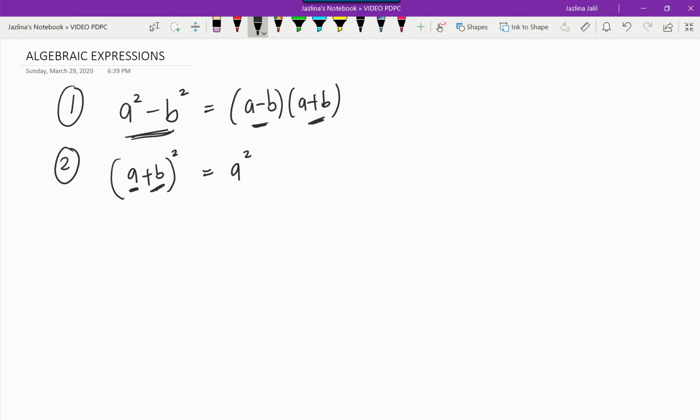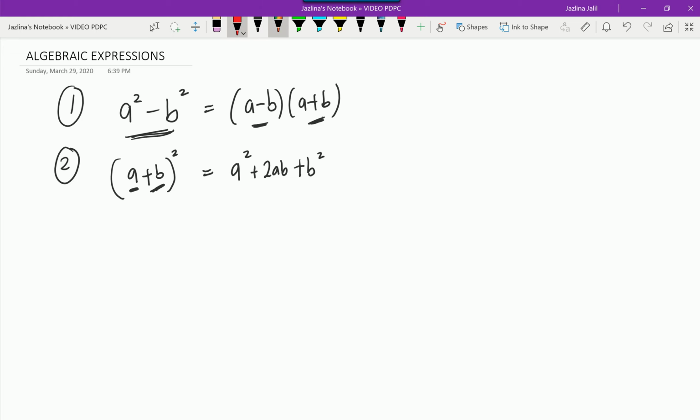Don't forget to look at the operation also. This means positive b times positive b will be positive b square. You have to put it at the back, and then the middle one you have to multiply the unknowns inside with 2. So for this case it will be 2 times a times positive b. I repeat, 2 times positive a times positive b, so it will be positive 2ab. Okay, can you follow that?